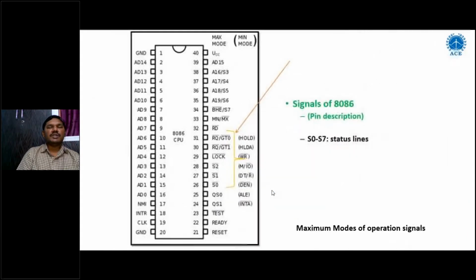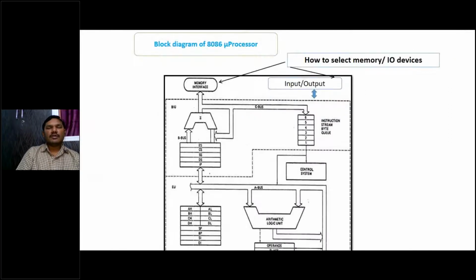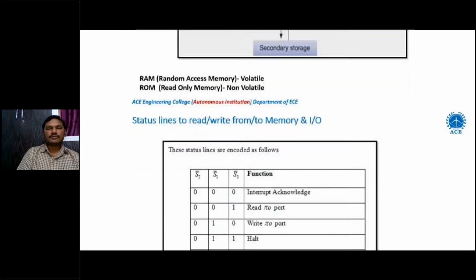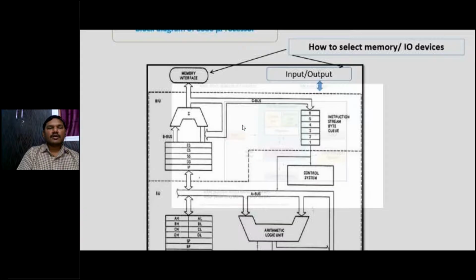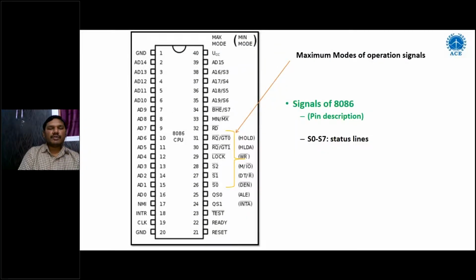In maximum mode of operation, these are the pins, pin number 24 to 31. In pin number 24 to 31, I am having S0, S1 and S2. These 3 pins are called status pins, and these 2 pins are called Q status pins. They are instruction queue status pins, and RQ/GT0 and RQ/GT1 mean request and grant. These are the 2 pins to operate in multiprocessor mode of operation.